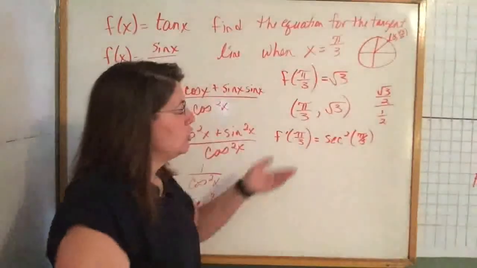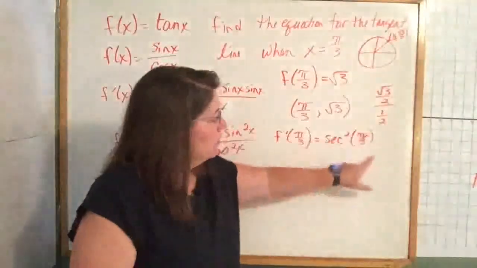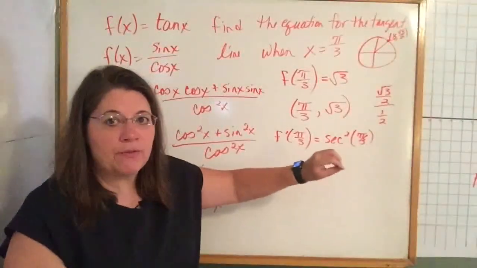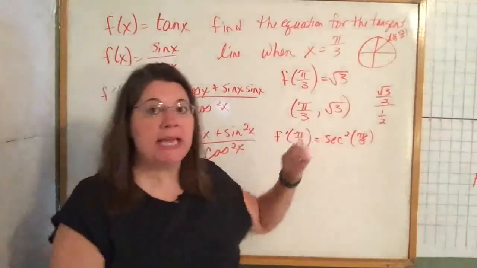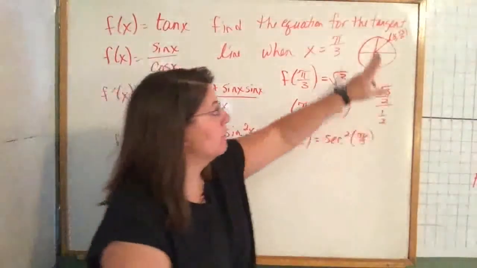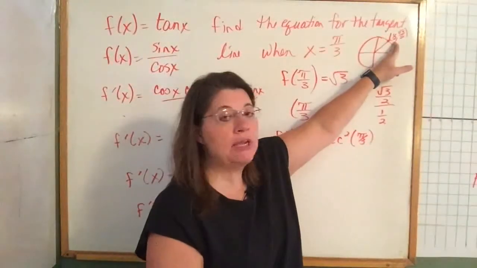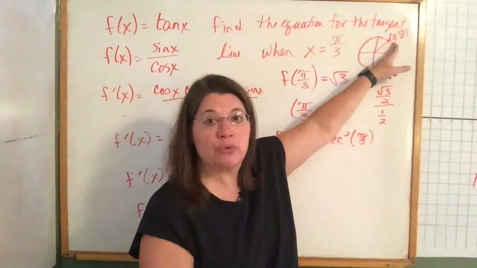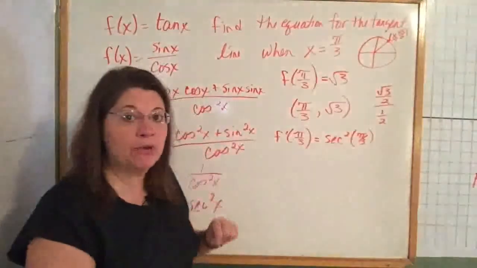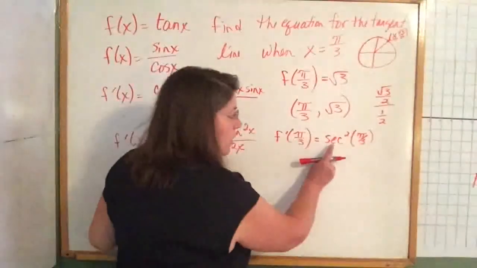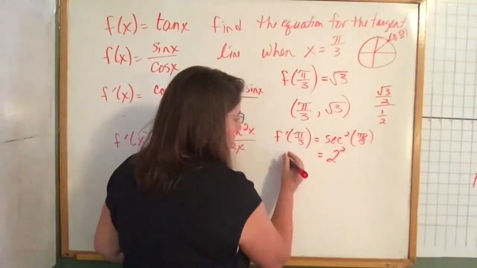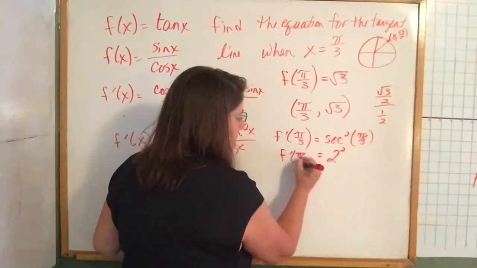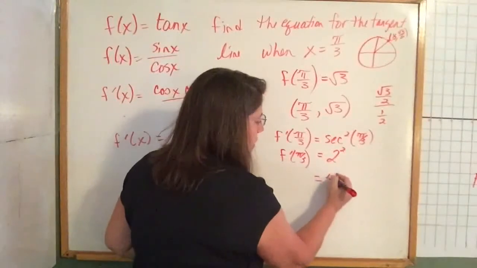So we're going to go back to our unit circle. Secant, remember, is the inverse of the cosine function. So secant at pi over 3 is going to be the inverse of cosine at pi over 3. Well, cosine at pi over 3 was 1/2. The inverse of that is 2. So secant at pi over 3 is 2. We have secant squared, so that's 2 squared. So f prime at pi over 3 is going to be equal to 4.